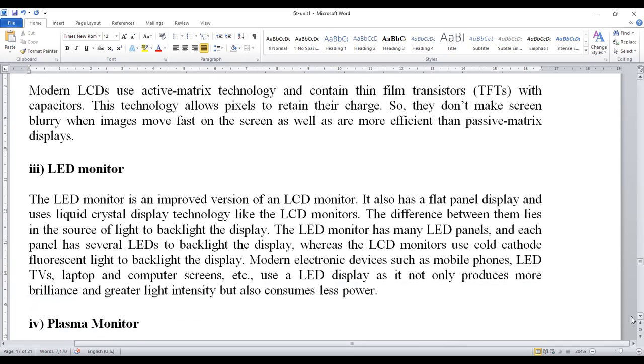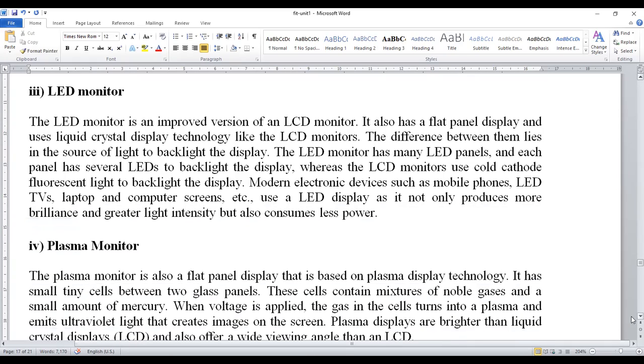Next is LED monitors. The LED monitor is an improved version of an LCD monitor. It also has a flat panel display and uses liquid crystal display technology like the LCD monitors. The difference between them lies in the source of light to backlight the display. The LED monitor has many LED panels, and each panel has several LEDs to backlight the display, whereas LCD monitors use cold cathode fluorescent light to backlight the display.